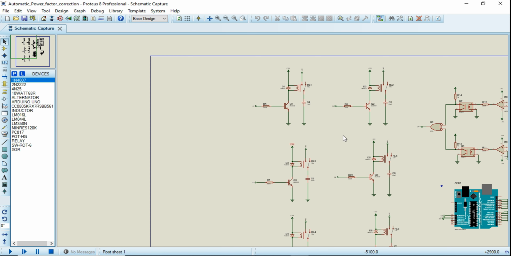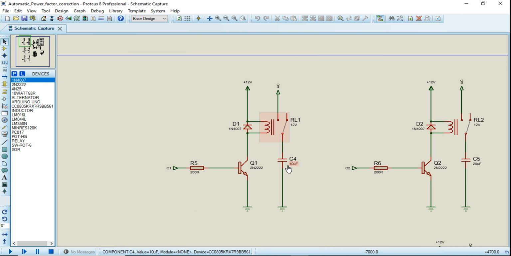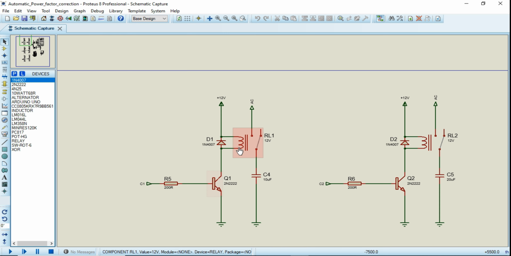Now, if we focus on the left side of the simulation, we have some relays that are connected to specific values of capacitors. This relay is being controlled through a transistor and this transistor is being controlled from Arduino output. So, first of all, the Arduino will calculate the power factor of the system. If the power factor of the system is down, it will initiate the command to different transistors to switch relays on and add capacitors to the system. These capacitors will be actually added across AC voltage source.